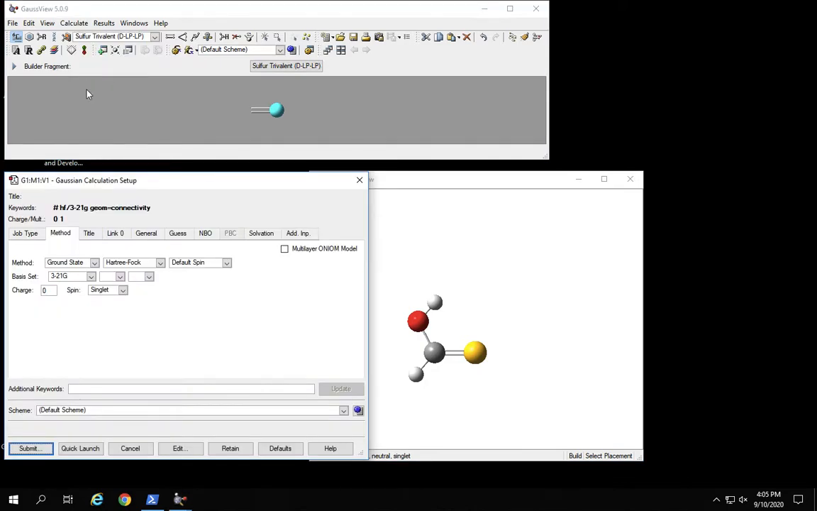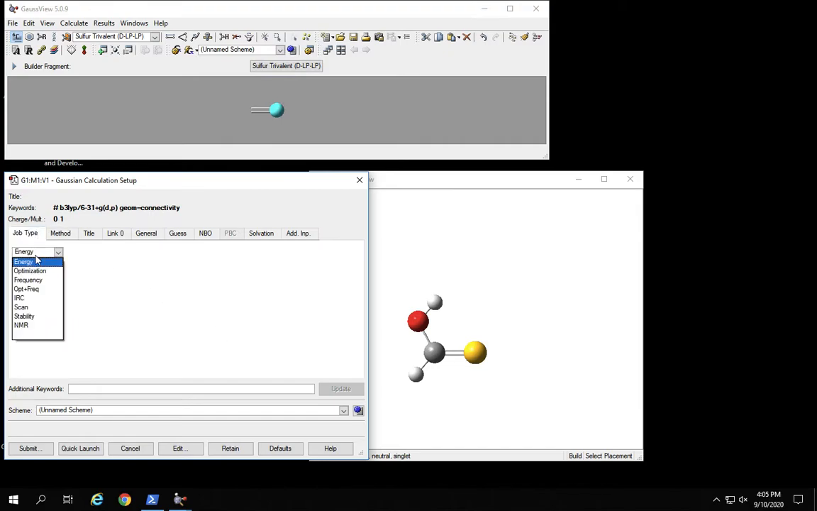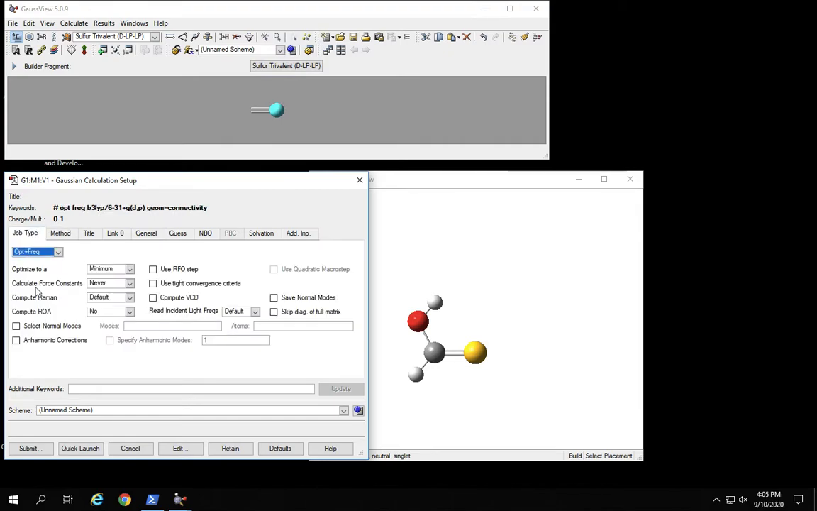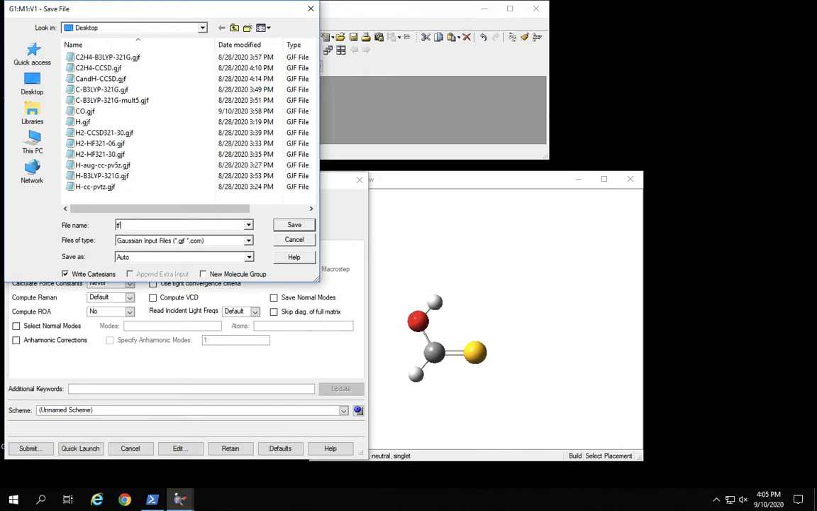We're going to set up a calculation using, now here I'm going to use B3LYP DFT again, because it's probably more reliable than Hartree-Fock theory for this problem. We're going to do an optimization and vibrational frequency calculation. FA, and we're going to do the hydrogen on oxygen tautomer here of thioformic acid.